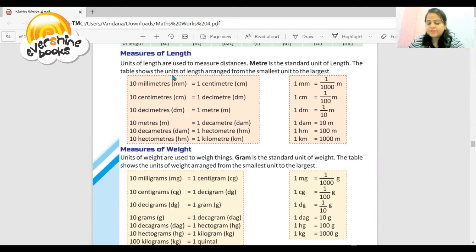This is related to length, and this is related to your weight: gram and milligram, kilogram, decagram, hectogram. It's totally related to your weight. Okay, got it, students? Okay.